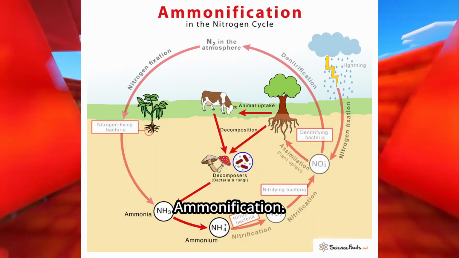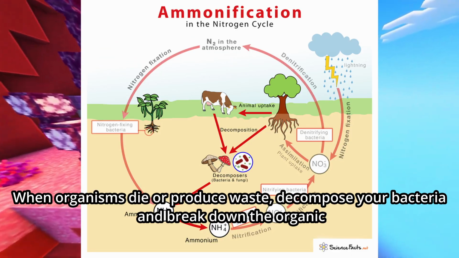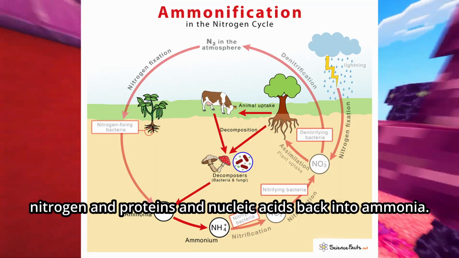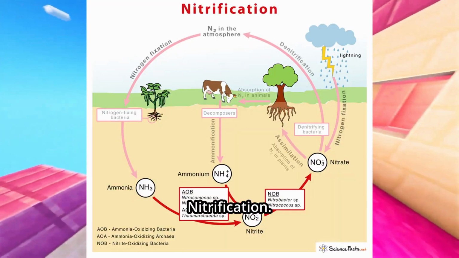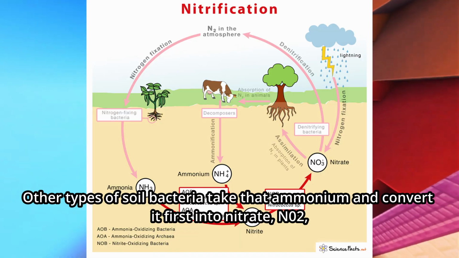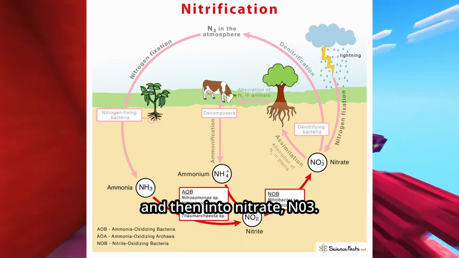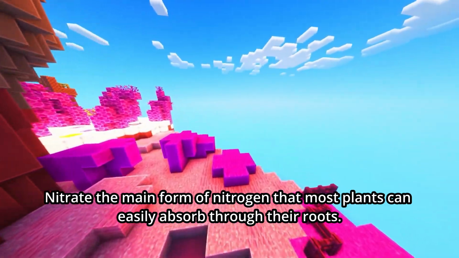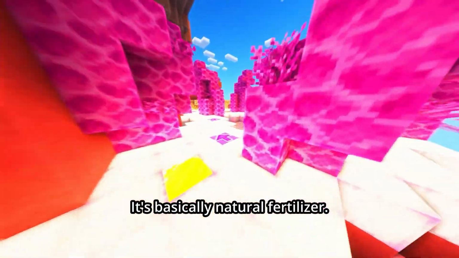Second step, ammonification. When organisms die or produce waste, decomposer bacteria break down the organic nitrogen in proteins and nucleic acids back into ammonium. Third step, nitrification. Other types of soil bacteria take that ammonium and convert it first into nitrite, NO2, and then into nitrate, NO3. Nitrate, the main form of nitrogen that most plants can easily absorb through their roots. It's basically natural fertilizer. Plants love nitrate.